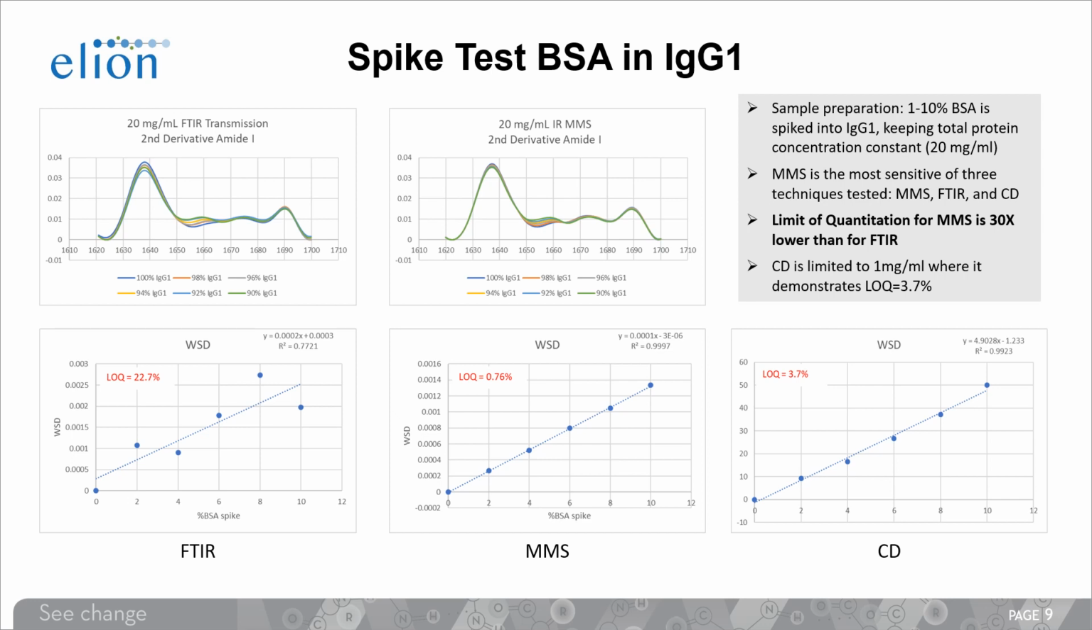So one of our collaborators was very interested in benchmarking this instrument against their other tools. That collaborator is shown in the upper left there. It's Elion Labs, based out of Colorado, and they provide analysis services for the biopharma industry. They designed a spike test where they would introduce small percentages of BSA, which is an alpha-rich protein, into IgG1, which is a beta-rich protein. They compared MMS, which is shown in the middle column here, to FTIR, shown on the left, and CD, which is shown on the right.